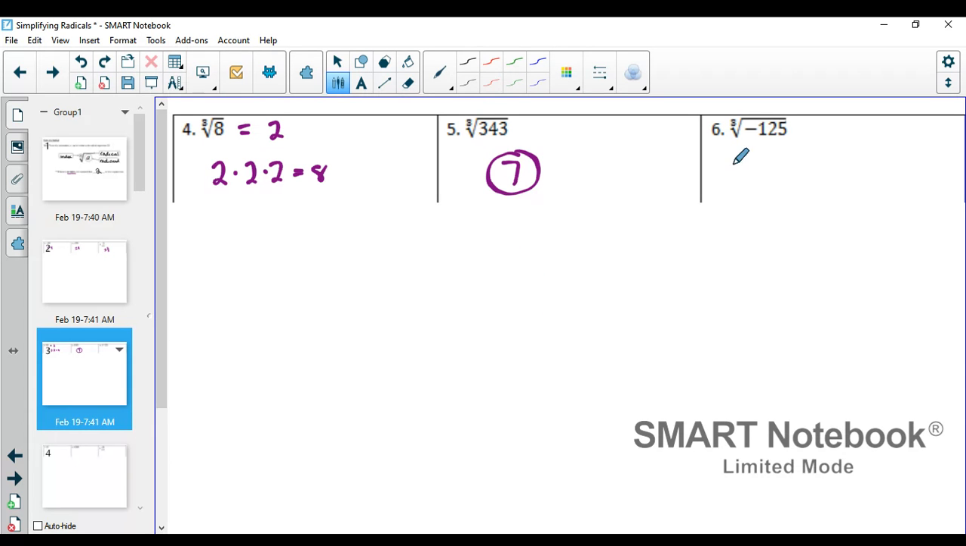All right, so number 6, we have the cube root of negative 125. We can do cube roots of negative numbers because if you do negative 5 times negative 5 times negative 5, you get negative 125. So the cube root of a negative number will be a negative answer, and in this case, it is negative 5. All right, so cube roots of negative numbers will have a negative answer. Let's move on to the next set.